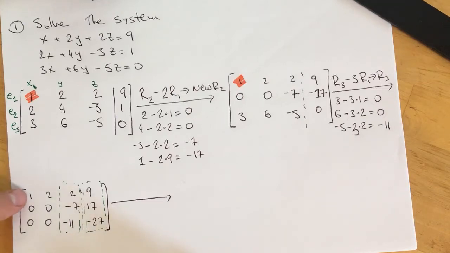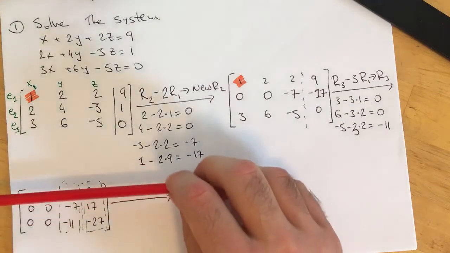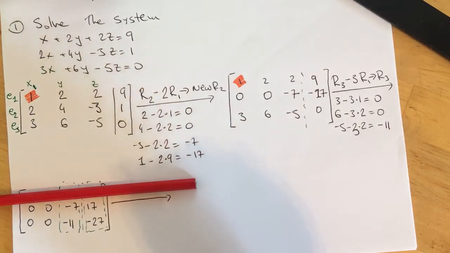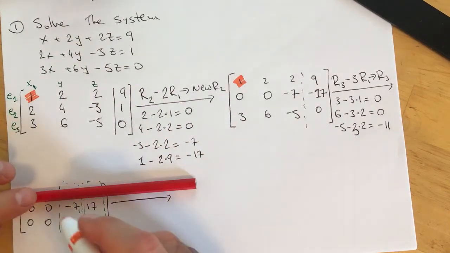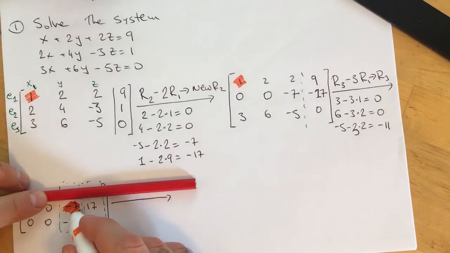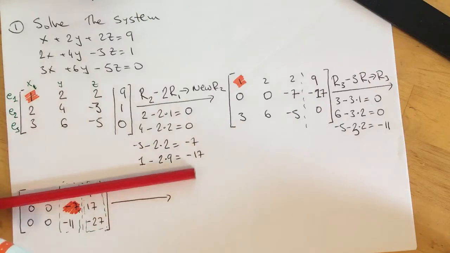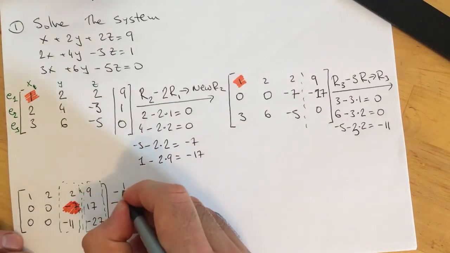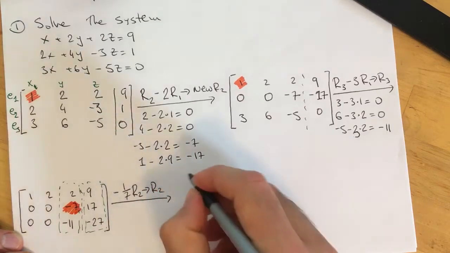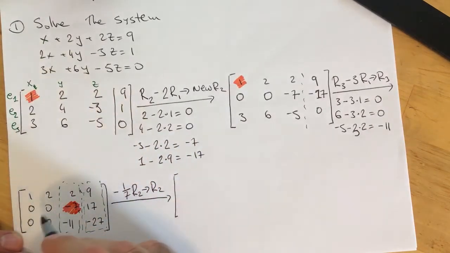Once I have finished with the first leading one, cover the first row and figure out where your next pivot position is going to be. So the first non-zero term is negative 7, right? So I want to make that negative 7 a leading one. How to do that? I'm just going to multiply it by negative 1 over 7. R2 becomes my row 2. I don't change the first row and the third row.